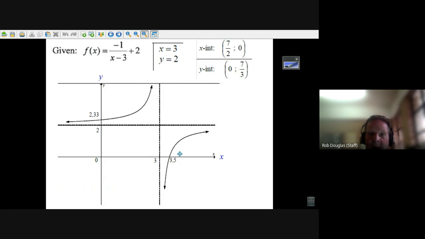Now, 7 over 2 is the same as 3.5. Just put a little point right there. That's your x-intercept. Now, your y-intercept is 2 1/3, a little bit up like that. And then all you do now is just put a reasonable kind of branch like this. There's 2 branches to the hyperbola going through the y-intercept and then going towards the asymptotes. Don't make it go all backwards or weird.